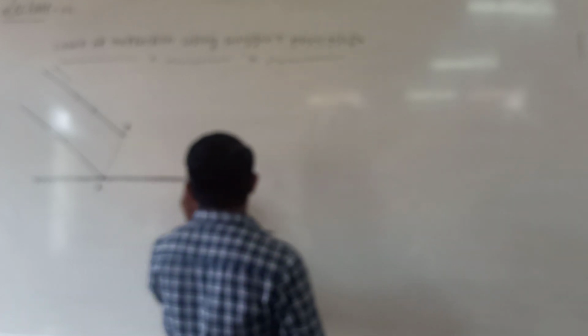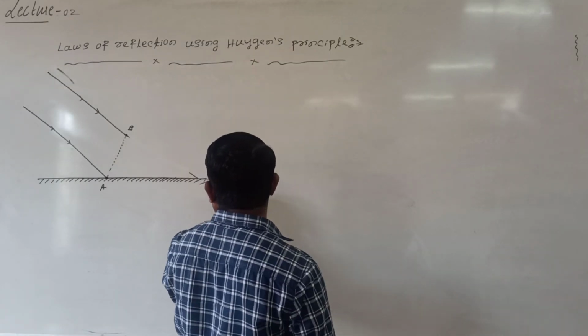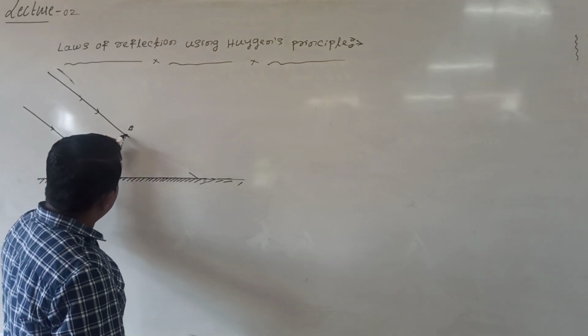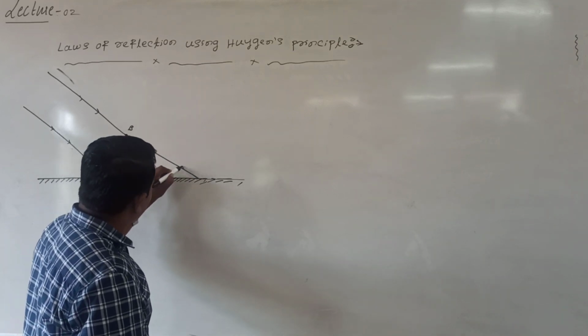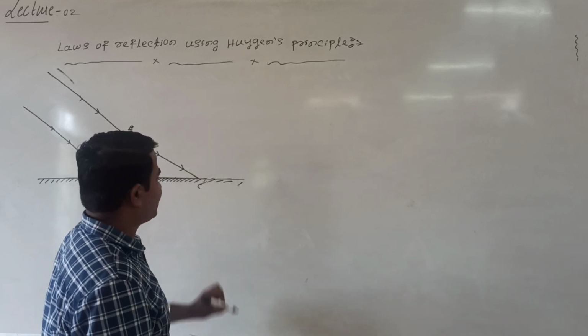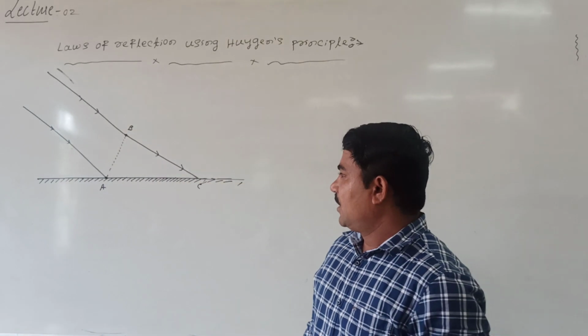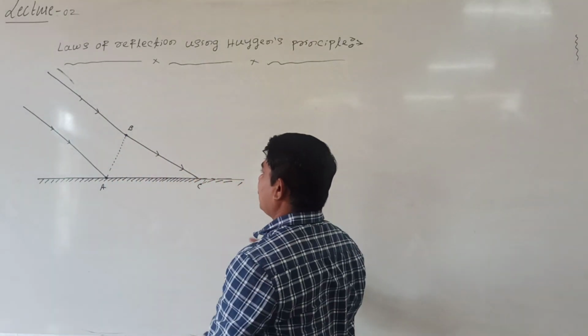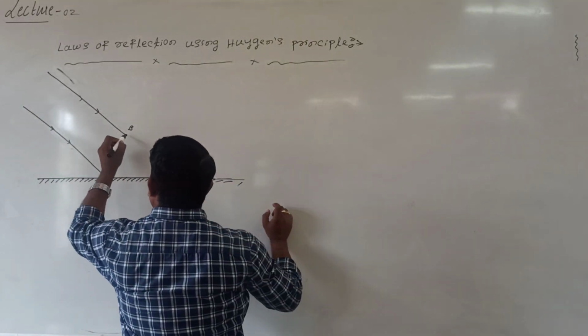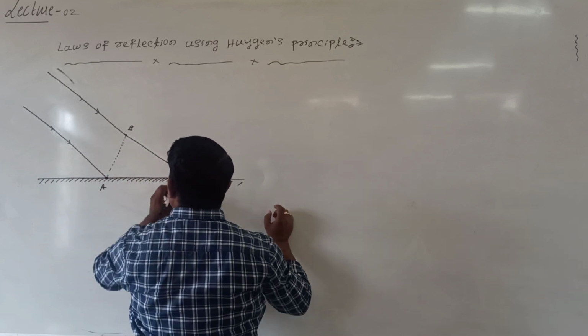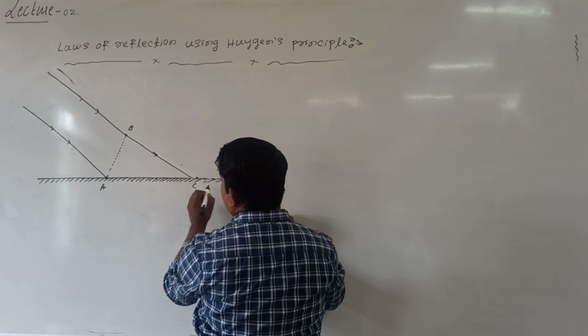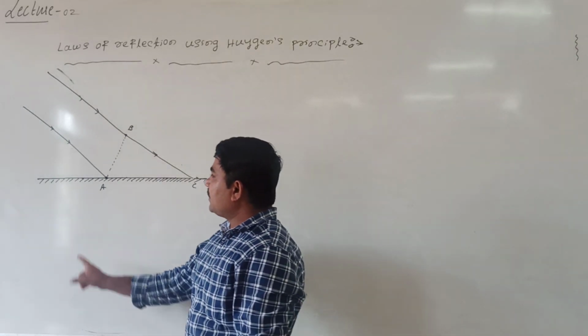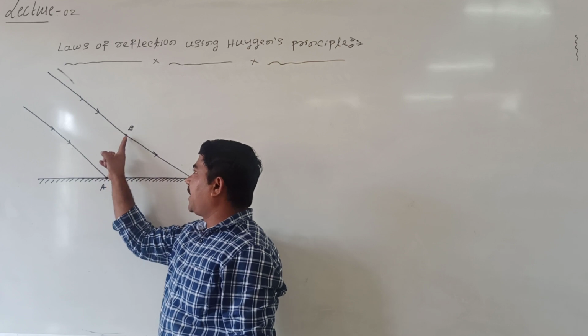But this second ray can propagate further in the medium and be incident at some other point on the reflecting surface. The second ray comes and meets the surface at point C. So two rays are coming, this is one ray and this is the second ray. First ray and second ray, they are incident at point C. Whenever the first ray meets at point A, the second ray meets at point B.